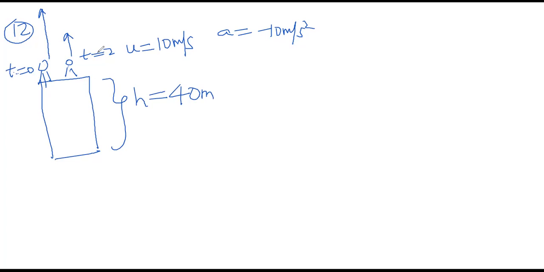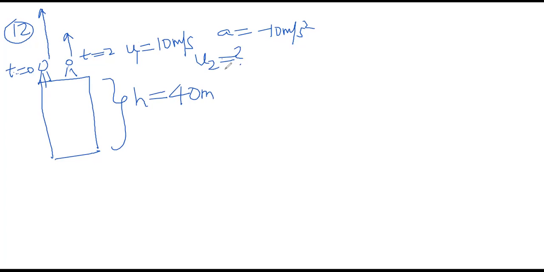The second ball he throws upwards. We don't know the velocity of the second ball. U2 is unknown to us. We do not know in the question. 2 seconds later, he throws another ball in the vertical direction, but he doesn't say anything about its velocity.